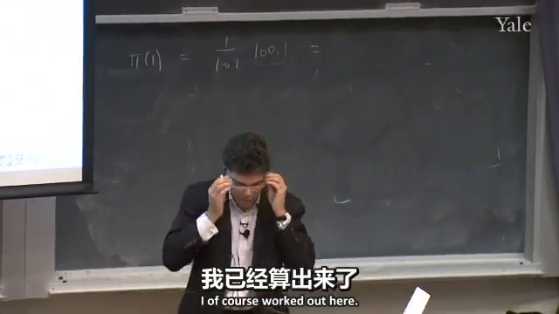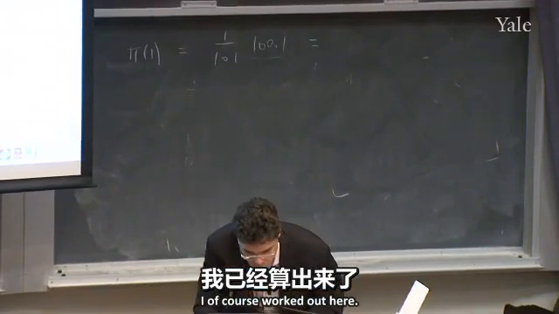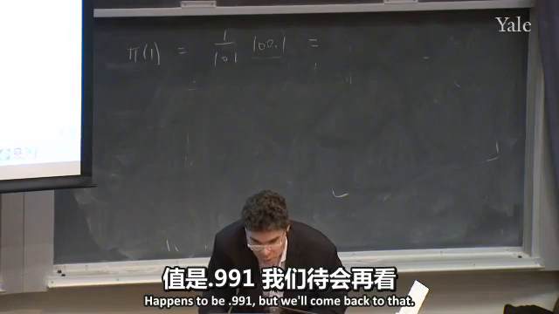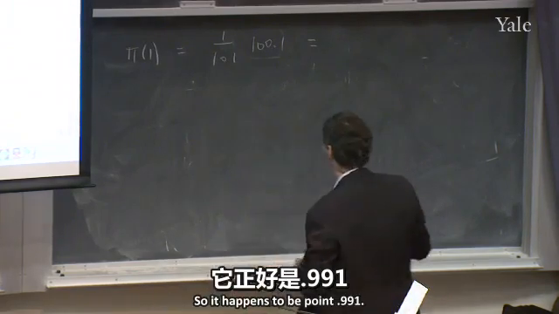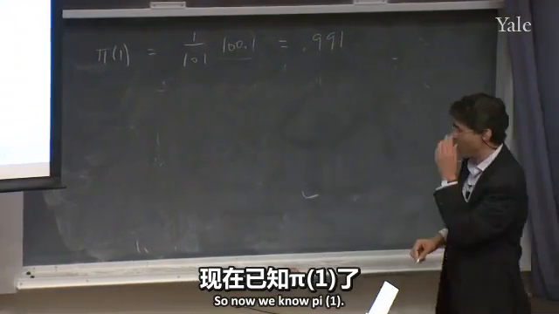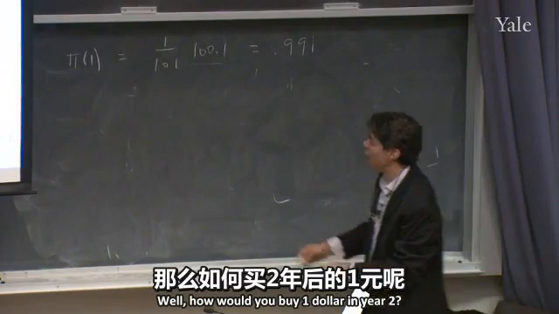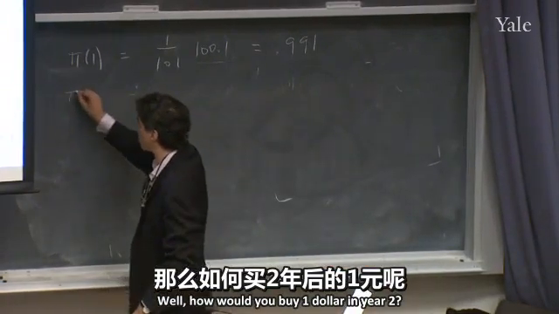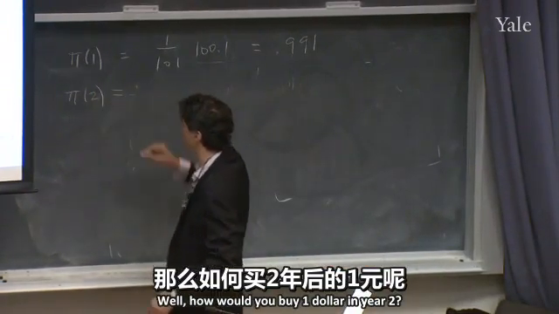Okay, so this number, which I, of course, worked out here, happens to be 0.991, but we'll come back to that. Okay, so that happens to be 0.991. So now we know pi 1. Well, how would you buy $1 at year 2, in year 2?